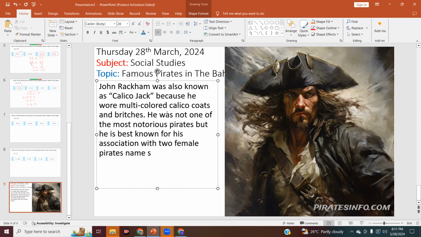namely, what are the names of the two famous pirates? Two famous female pirates, sorry. Female. Yeah, female pirates. Anne Bonny and Mary Read. Namely Anne Bonny and Mary Read. Okay.